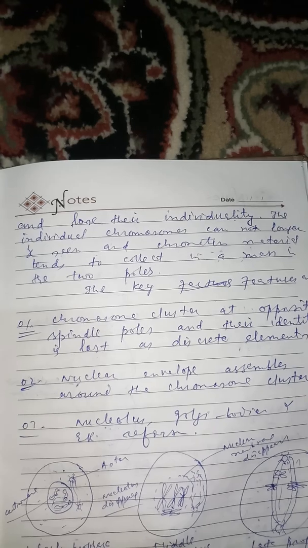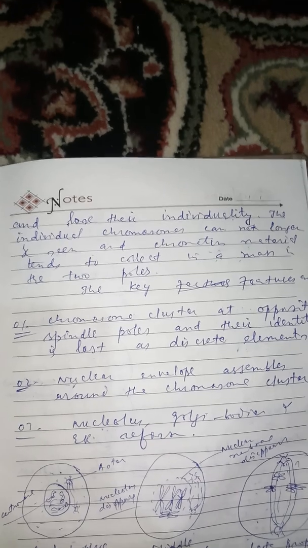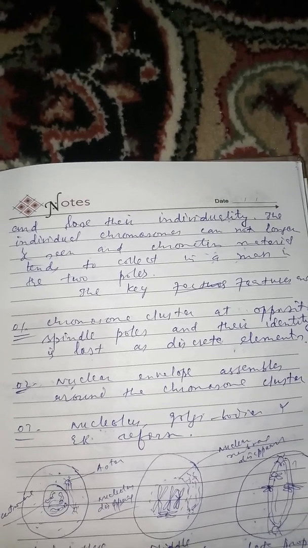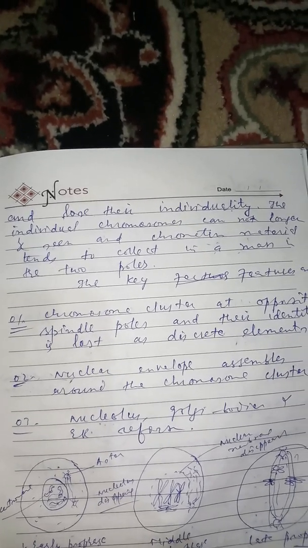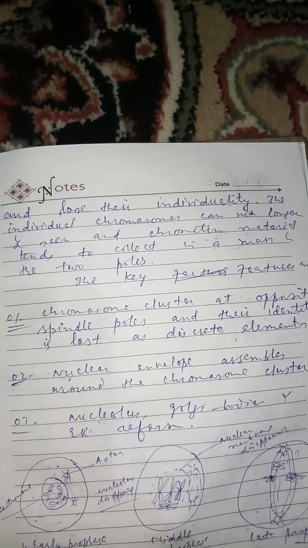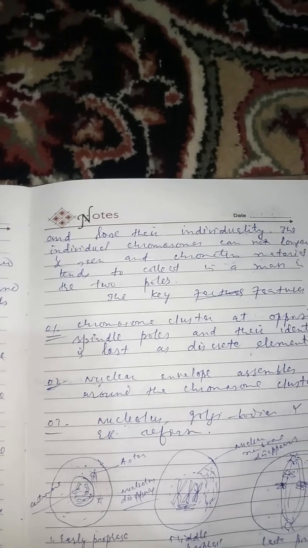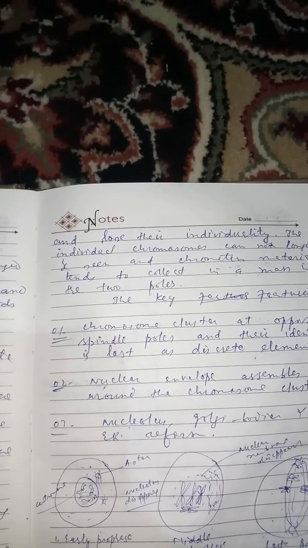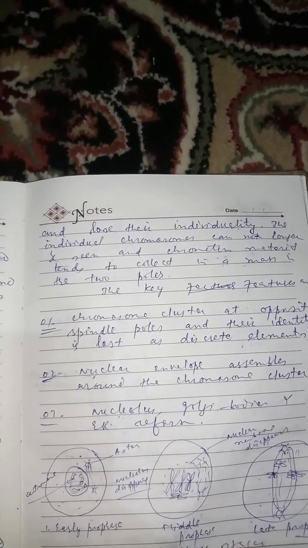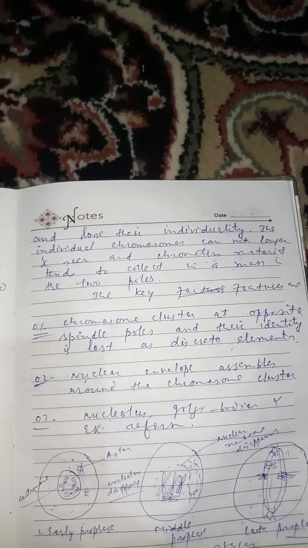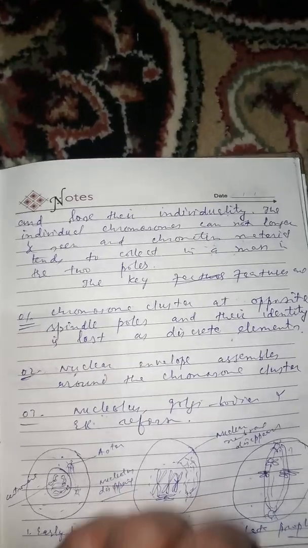So the nuclear envelope again gets enveloped around the chromosome cluster at the poles. And finally, the nucleolus, Golgi bodies, endoplasmic reticulum, etc., they are formed again. So these are the final developments which take place in telophase, and finally there occurs a deep constriction and the cell gets divided into two cells, which are known as daughter cells, with equal number of chromosomes, nucleus and other bodies.